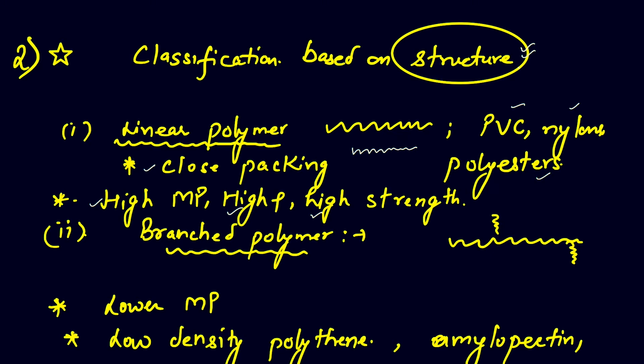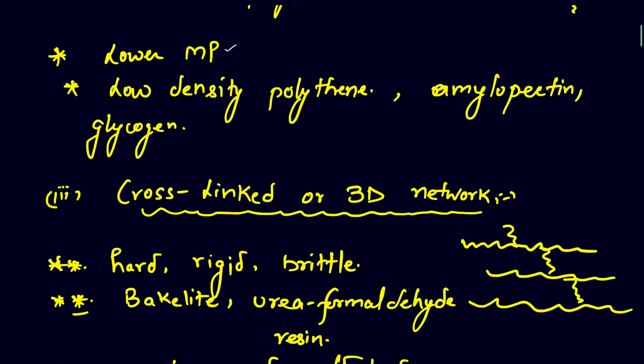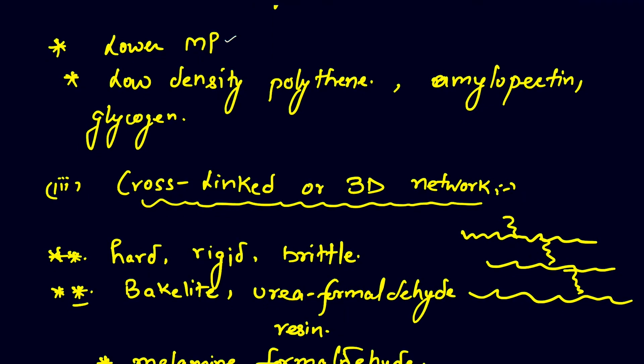Now let's talk about the branched polymers. Branched polymers basically have branches. Linear polymers don't have any branch. Branched polymers contain branches, and they have low melting point and low density. Examples are polythene, amylopectin or glycogen. Basically for a branched chain polymer, you can say low density polythene is also an example.